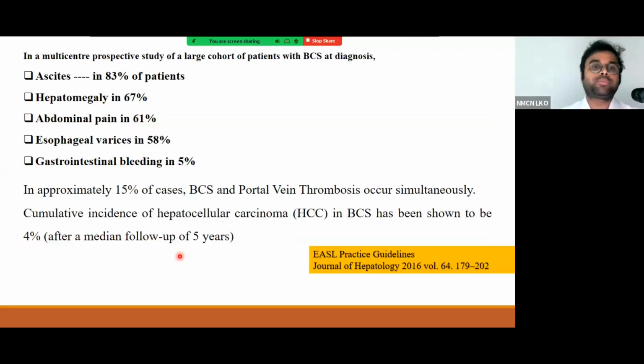So in a multicentric prospective study of a large cohort of patients with Budd-Chiari syndrome at diagnosis, ascites was found in 83%, hepatomegaly in 67%, abdominal pain in 61%, esophageal varices in 58%, and gastrointestinal bleeding in 5%. In 15% of cases, Budd-Chiari syndrome coexisted with portal vein thrombosis simultaneously, and cumulative incidence of HCC with Budd-Chiari syndrome was found to be 4% in a 5-year follow-up.